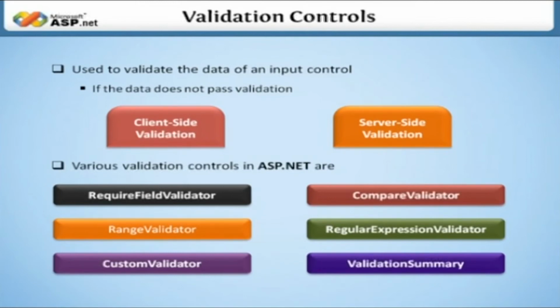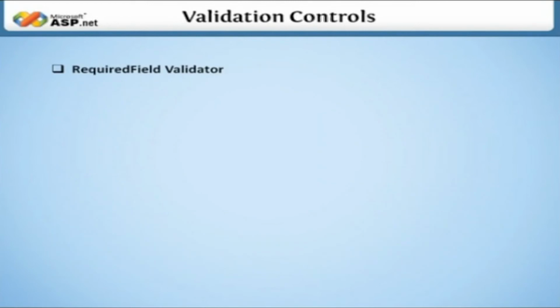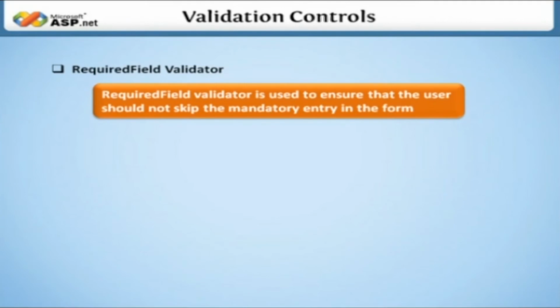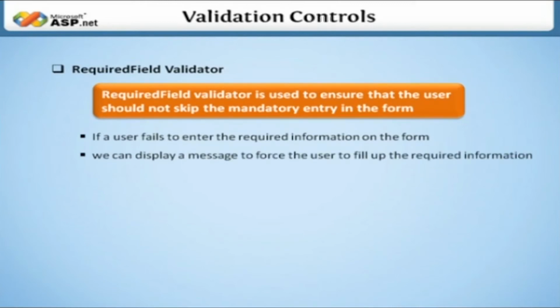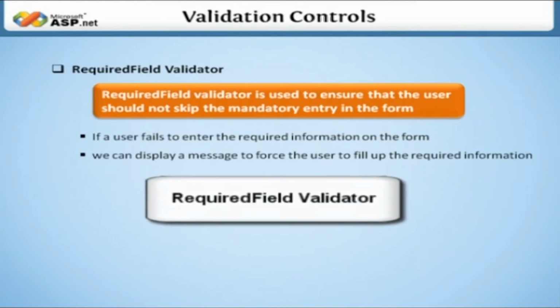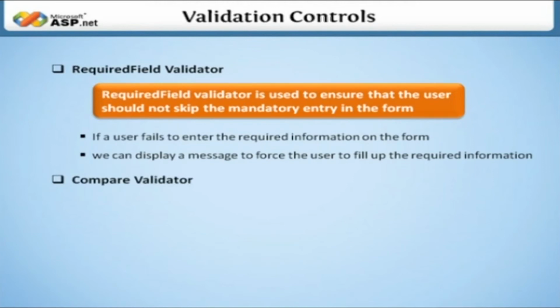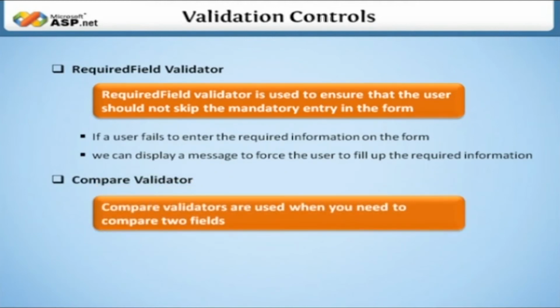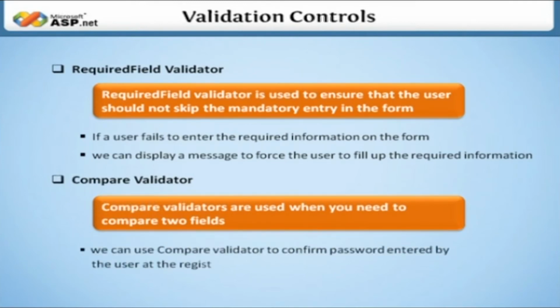Now, let's start with Required Field Validator and Compare Validator. Required Field Validator. Required Field Validator is used to ensure that the user should not skip the mandatory entry in the form. For example, if a user fails to enter the required information on the form, we can display a message to force the user to fill up the required information. This can be achieved by means of Required Field Validator. Compare Validator. Compare validators are used when you need to compare two fields. For example, we can use Compare Validator to confirm the password entered by the user during registration time.